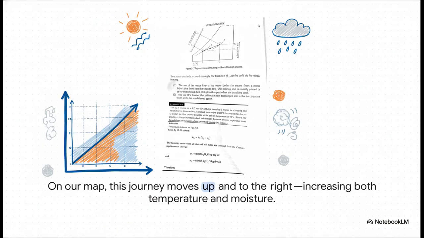And look, on our map, we can see this journey as a clear path. To get from State 1 to State 2, we have to move to the right, which means we're adding heat, and we have to move up, which means we're adding moisture. This whole complicated process just became a simple, straight line on our map.